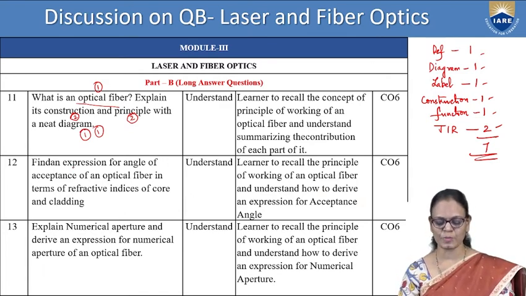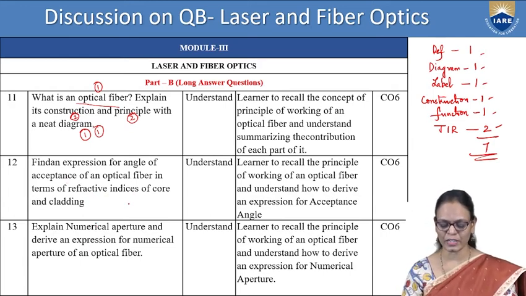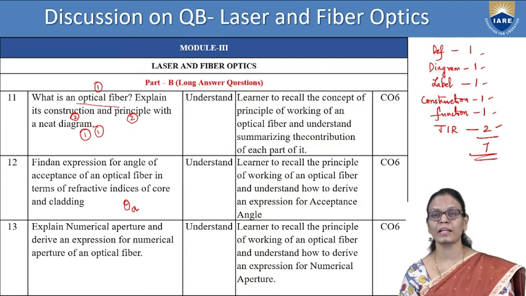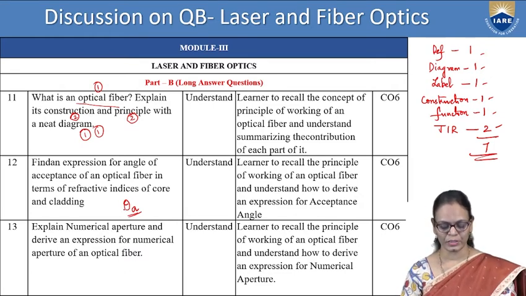Next, find an expression for the angle of acceptance or the acceptance angle in terms of refractive indices of the core and the cladding. So we have to find the expression for the acceptance angle. So what is acceptance angle? Theta A. You will have to get the expression for acceptance angle.